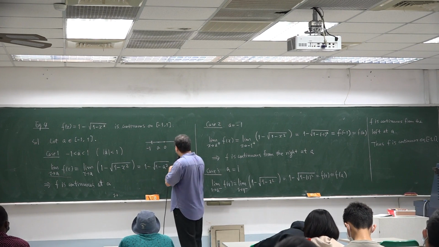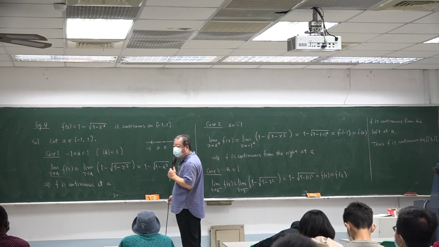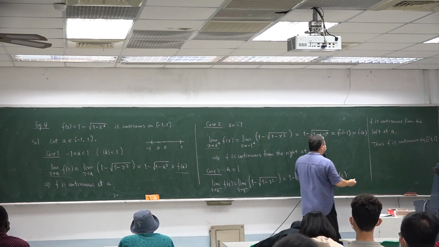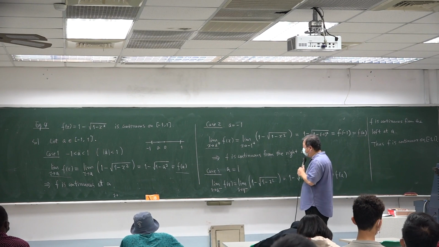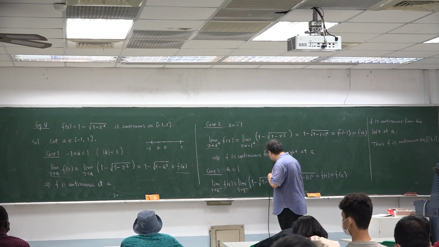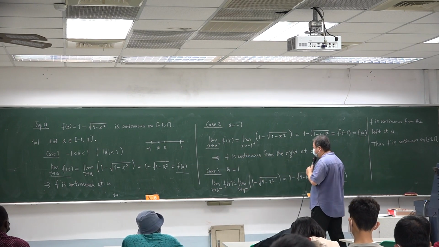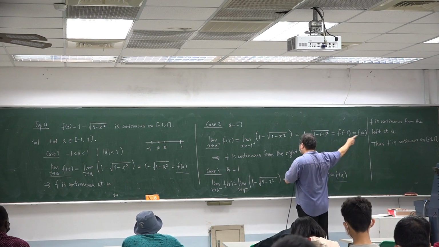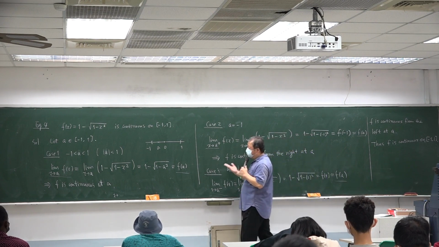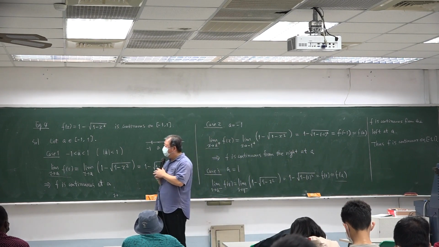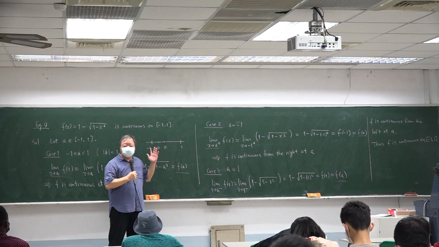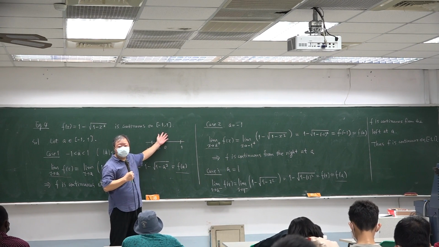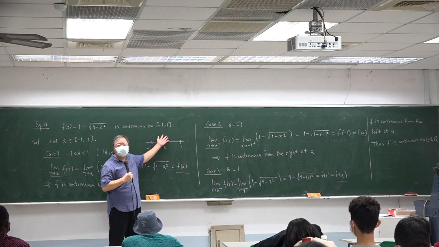And in case 2 and case 3, we consider endpoints or boundary points. We can only consider a one-sided limit. And this shows, yes, in summary, this function is continuous at every point of this interval. By definition, f is continuous on this interval.